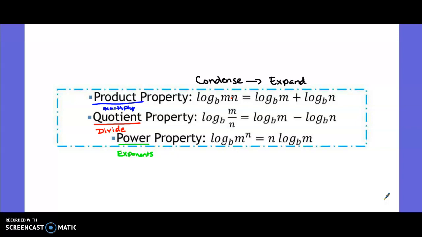And then for the quotient property, if you're dividing, then you can subtract them to expand. To condense, if you have two that are being subtracted, you can condense them by making it one with division. And then the power property just says that if you have an exponent, you can bring it over to the front. So right here, I took that exponent, put it in the front, and multiplied it. So n times log base b of m. Or any number in front can go as the exponent for whatever it has the log of. So these are the three properties.